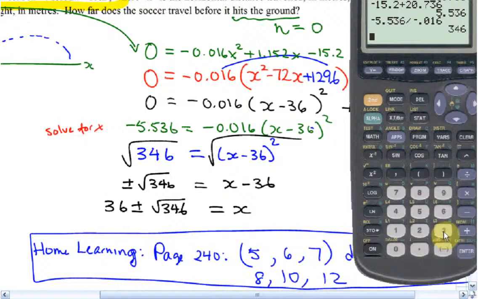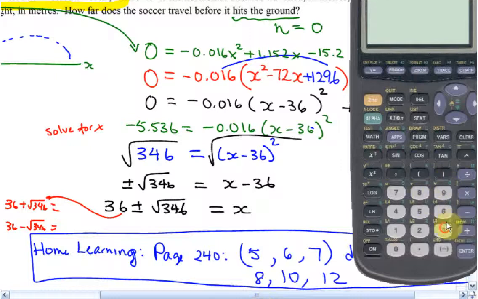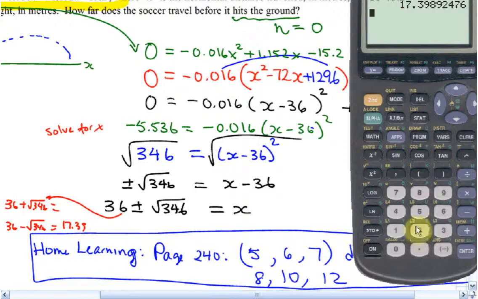On your calculator now, I'm going to show you what the square root of 346 is. The square root of 346 is 18 point something, or negative. So if I punch this out in the calculator, you get 36 plus root 346 or 36 minus root 346. As a decimal, it's 18.6. So 36 minus that decimal is about 17 meters. And the other one, if I do 36 plus that, it's 54.